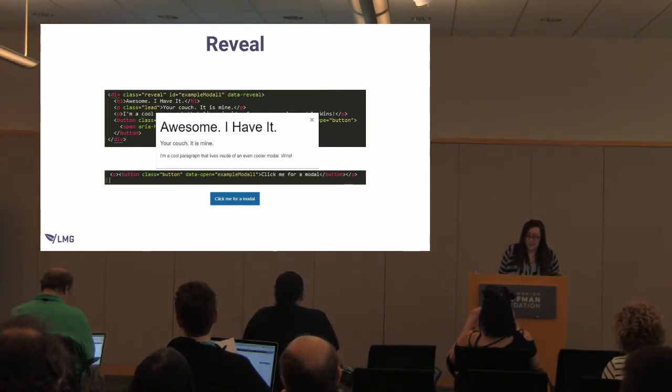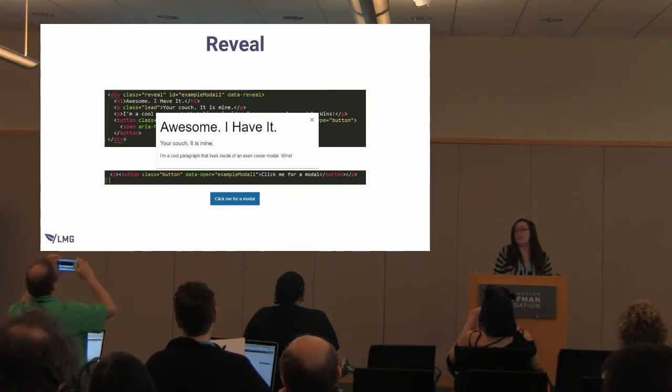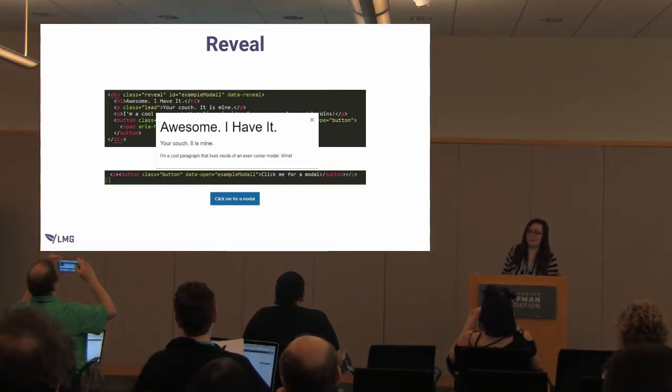Once you have that made, you need a way to open the pop-up menu. To do that, you just create a button with the class of button and the attribute of data-open, and it needs to equal whatever you set your ID as. That'll create a little button for you. You click on it, and then you have a little open box.